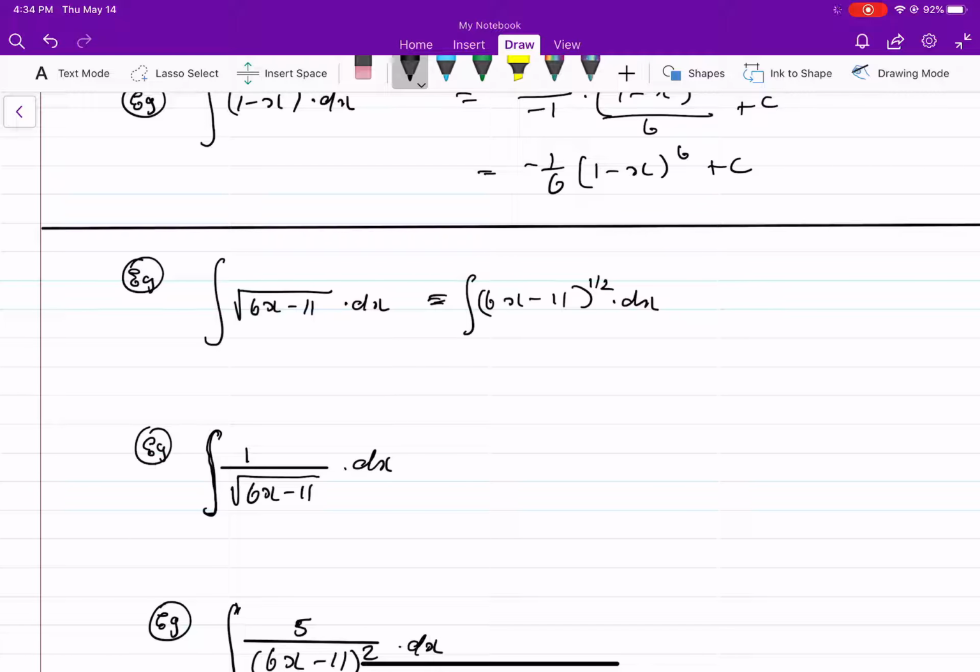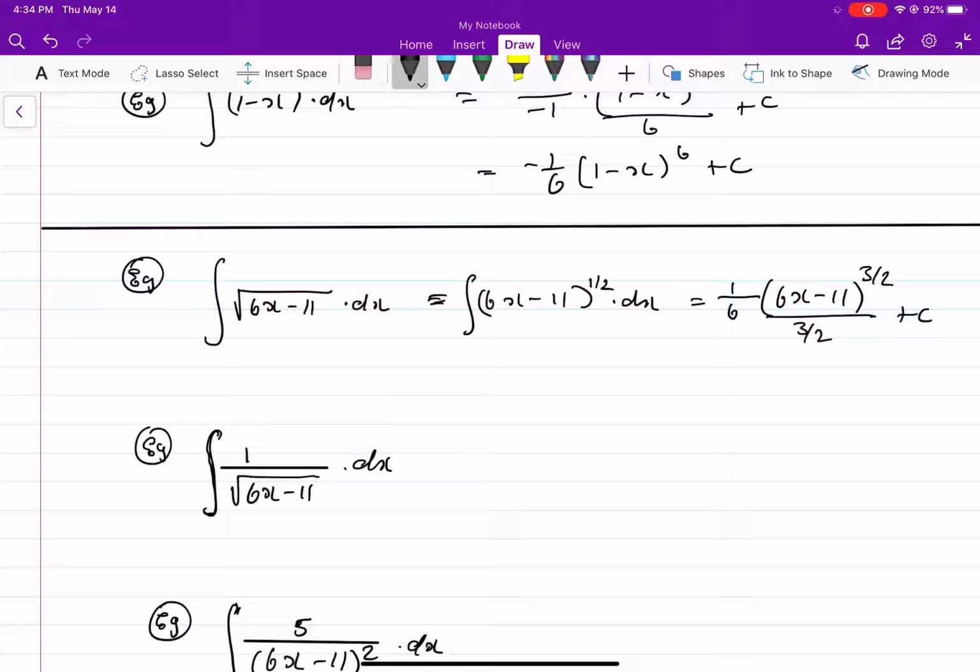And now the function looks pretty much like f of x to the n, where f of x is linear and n is not minus 1. The rule is 1 upon f prime, 1 upon the derivative of inside the brackets, 1 upon 6, times the f of x, 6x minus 11, to the power n plus 1, which is a half plus 1, that's 3 halves, divided by 3 halves, plus c.